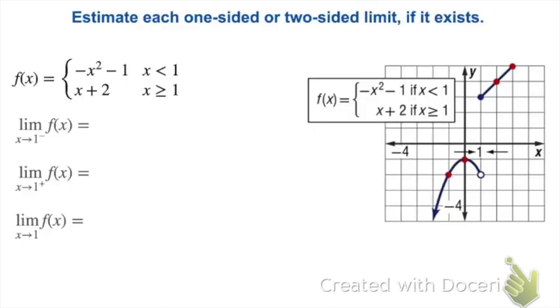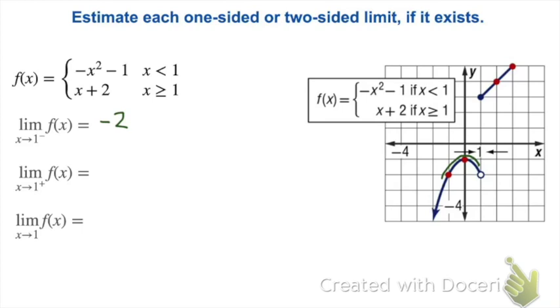So here it says, estimate each one-sided or two-sided limit if it exists. I have a piecewise function here, and it's graphed on the right. We have f of x equals negative x squared minus 1 when x is less than 1, and x plus 2 when x is greater than or equal to 1. We're going to look at the limit as x approaches 1 from the left. You'll see the arrows there on the graph. We're coming in from the left side, and as we do that, we are following the bottom curve. We follow this curve around right here, and we get down to negative 2.